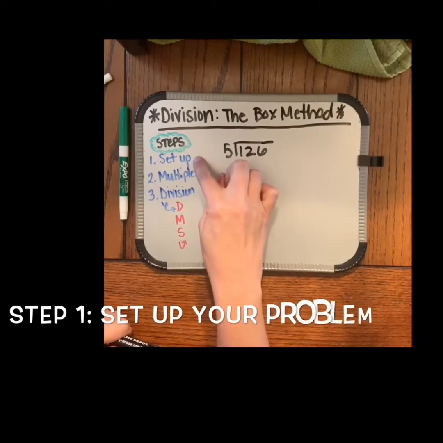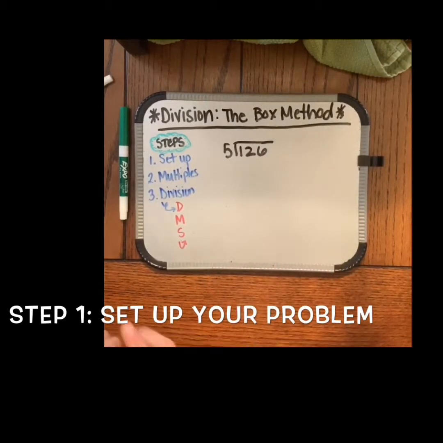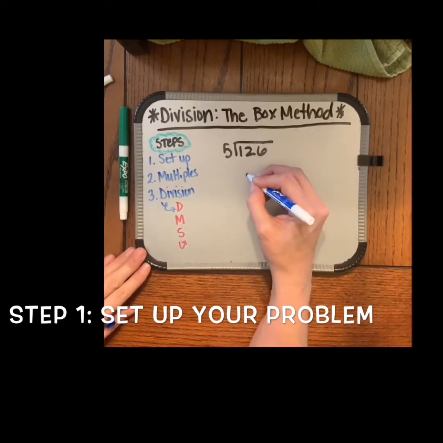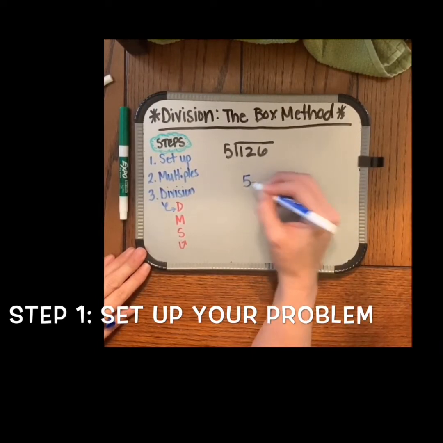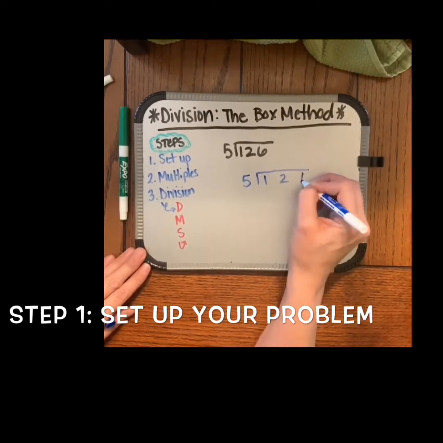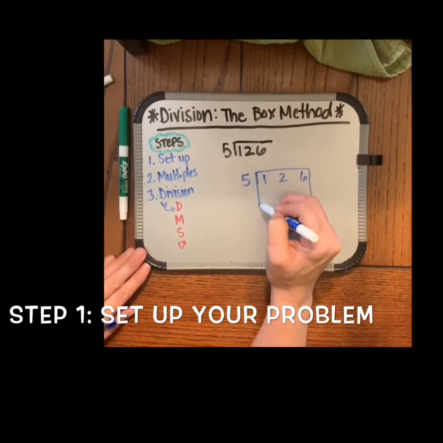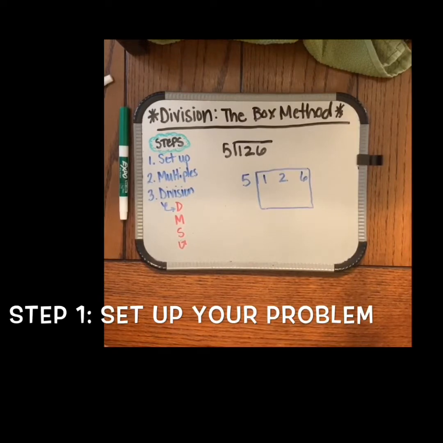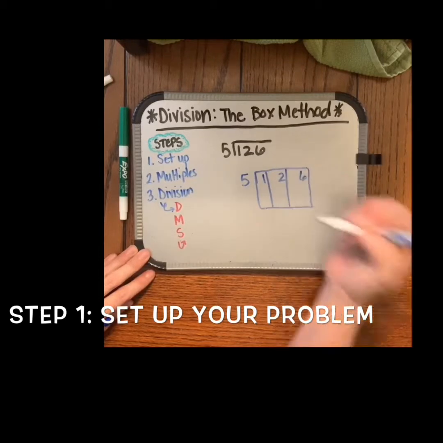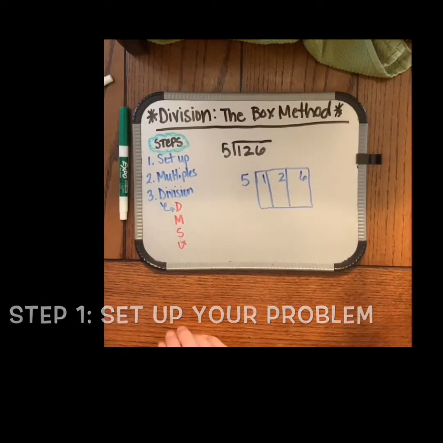So step number 1 is going to be set up your problem. So this is what it's given to you. And I'm going to set it up just a slightly different way. So I'm going to have 5. But watch what I do here. I'm just going to spread out my number just a little bit. I'm going to bring it down and I'm just making a square. Okay? And then I'm going to put my lines in. So I just took it and each number has its own little box.